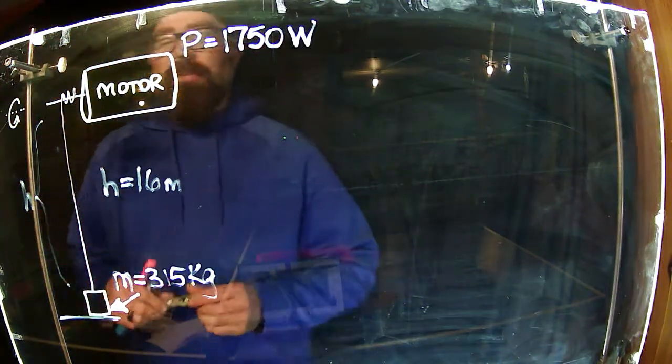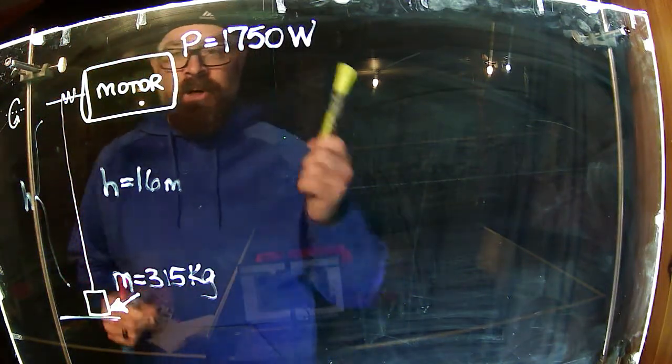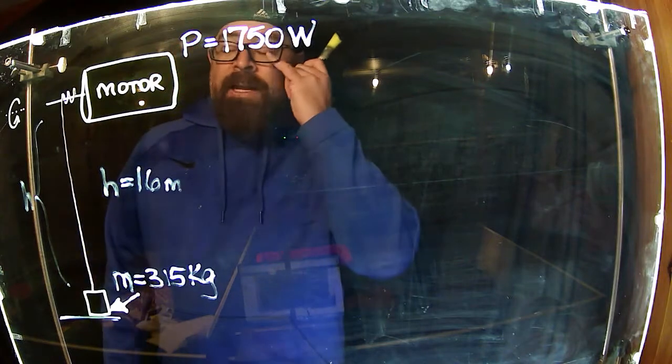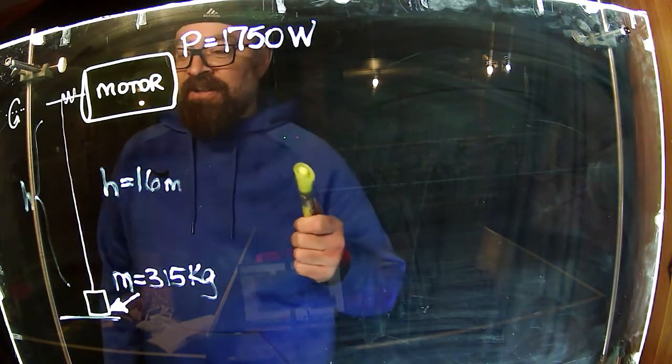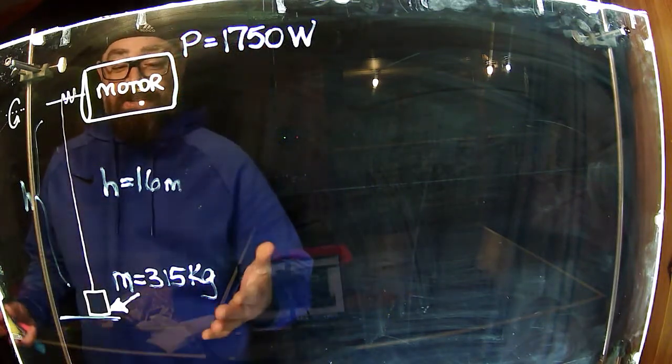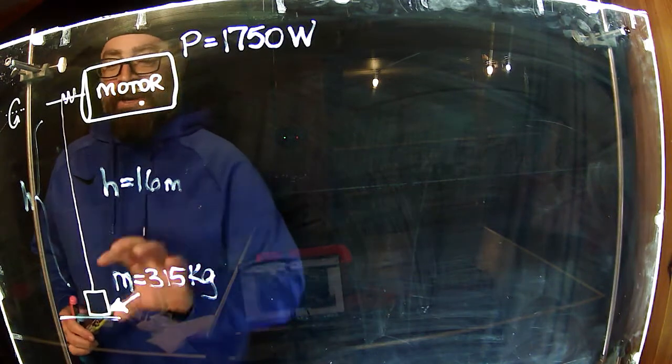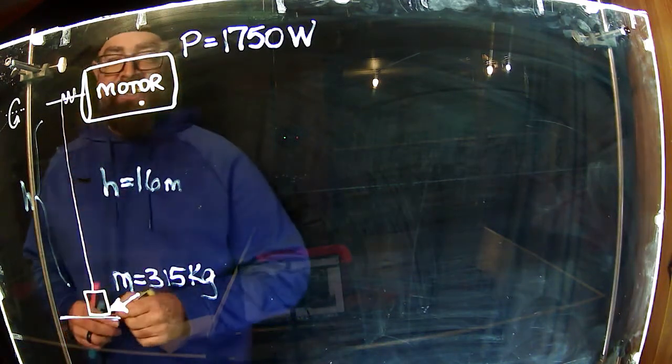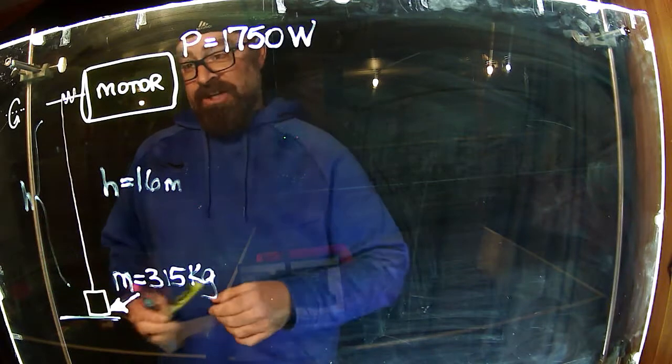Okay, this is problem number 58 from the Giancoli textbook. I've got a motor that has a rated power of 1750 watts. We're trying to lift this mass of 315 kilograms a height of 4 stories, or 16 meters. This is given information in the problem.